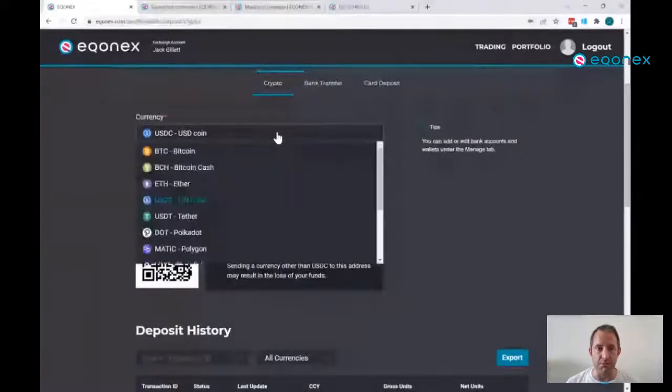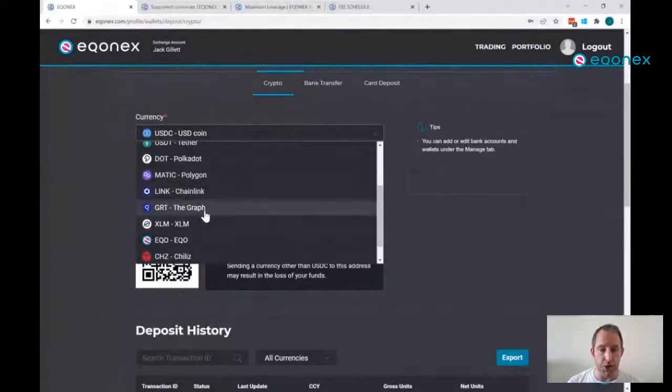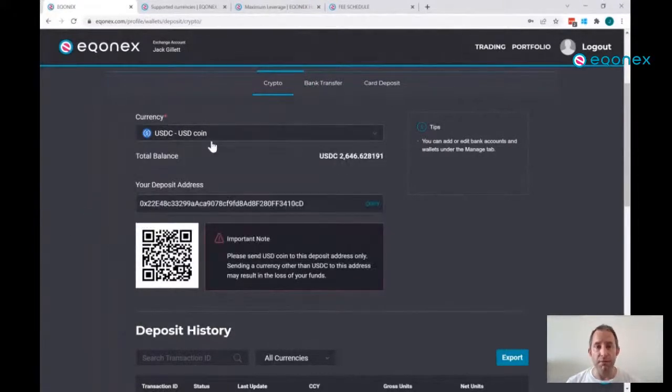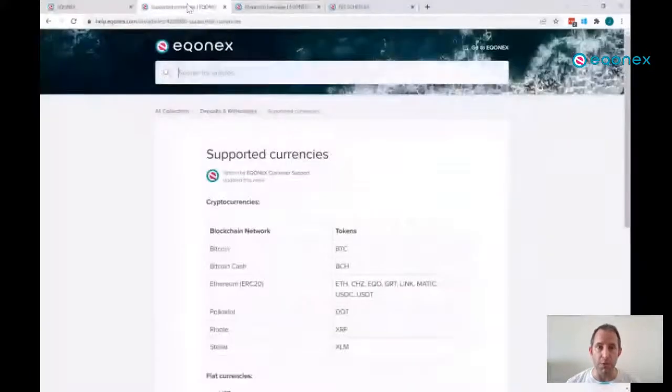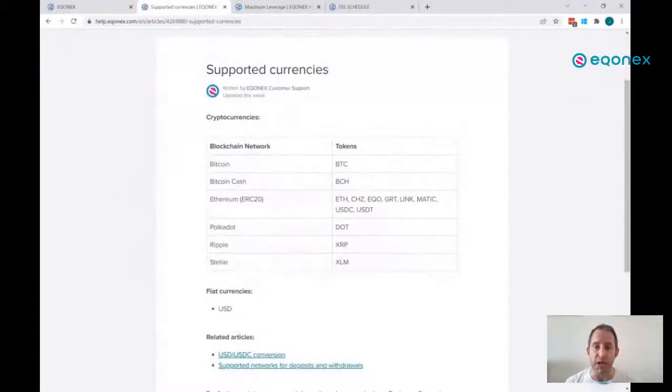If I come down to this cryptocurrency drop down, you can see we accept Bitcoin, Bitcoin Cash, Ethereum, USDC, USDT, which is Tether, Polkadot, Polygon, Chainlink, GRT, XLM, EQO, Chiliz, and Ripple. We'll take all of those, but if you're going to send us crypto, please do have a look at our supported currencies on our website. So I've just opened this up in another tab here because it's really important that you send them on the right chain. If you send them on the wrong chain, there's a chance that the funds might not be retrievable.